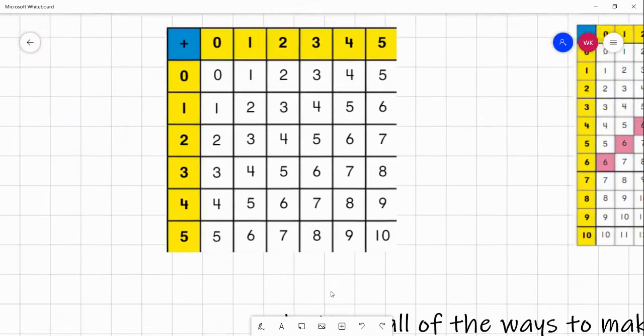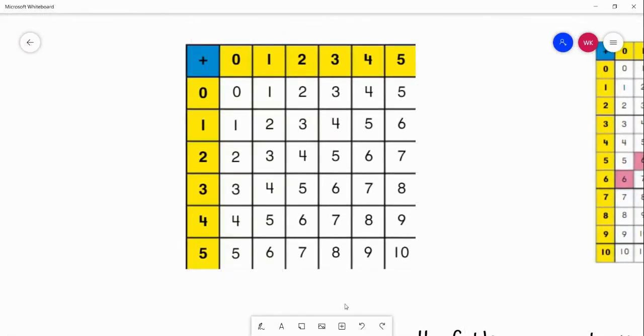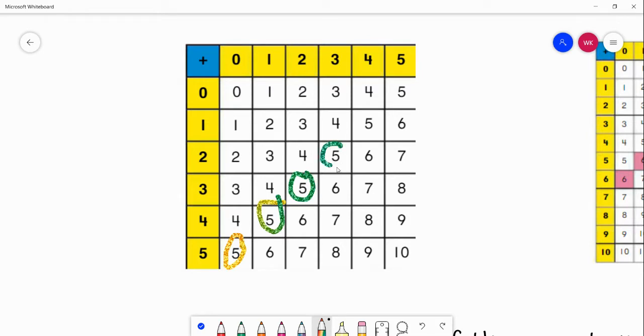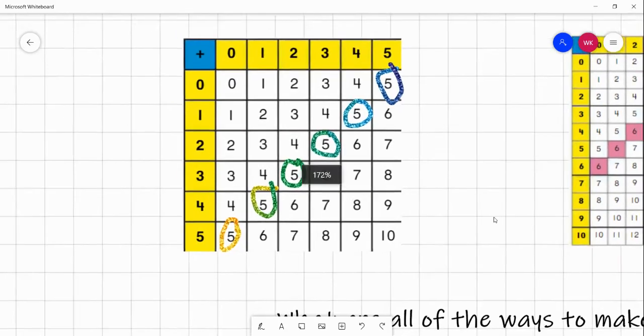So let's go to our 0 through 5 table. What are all the ways to make a sum of 5? So any number out here that's a 5, let's circle it. This way, this way, this way, this way, this way, and this way. So these are all the ways that you can make a sum of 5. And I'm going to write them down for you.